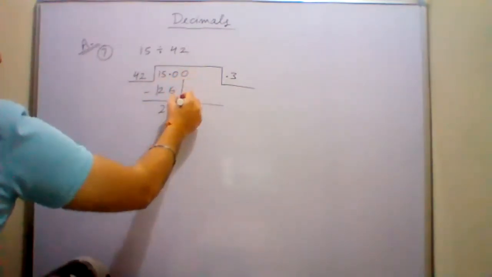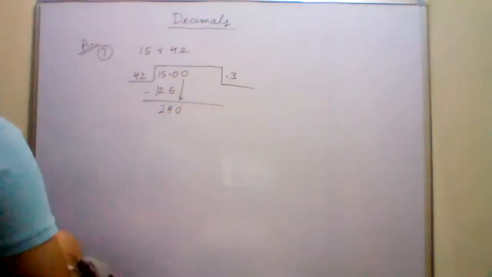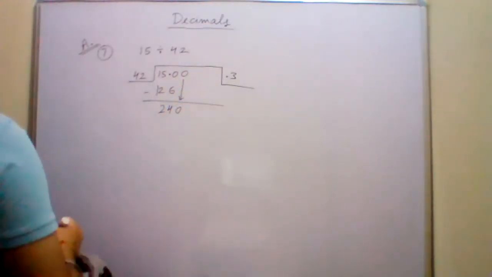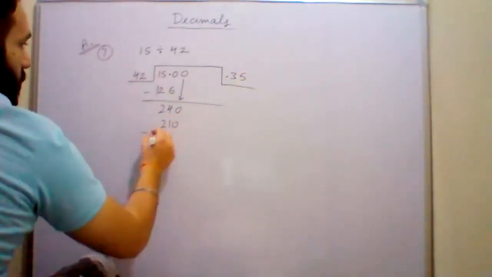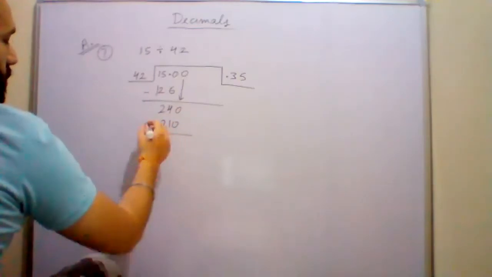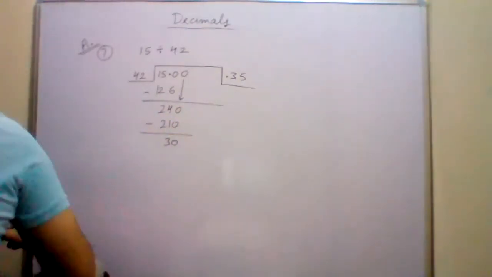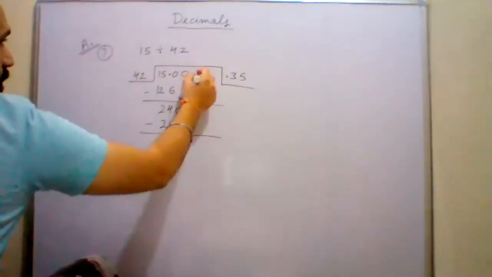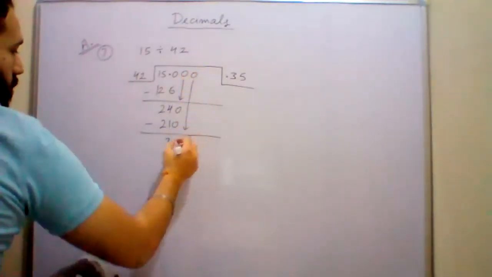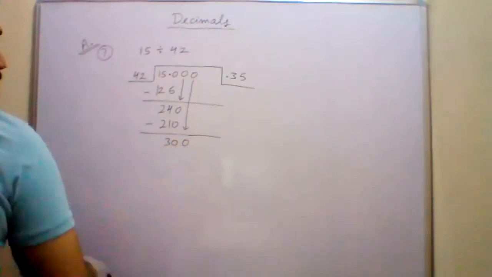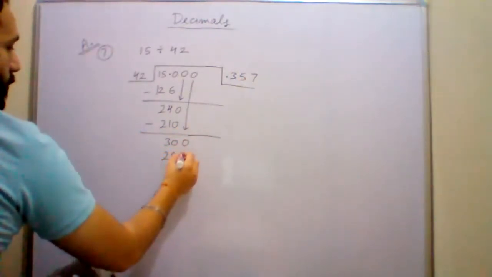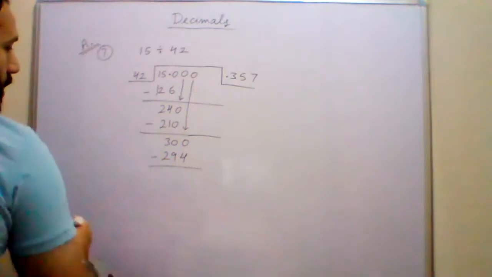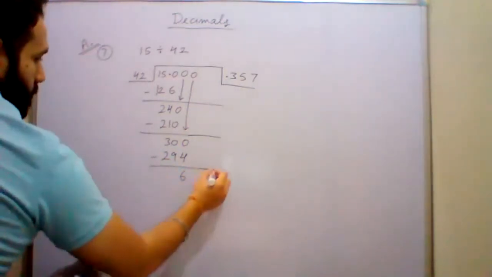Now you copy this 0, so it is 240. 42 into 5 is equal to 210. When you subtract this, you get 30 as the remainder. Copy another 0, 300. I think it will go 7 times, that is 294. Subtract this, you get 6 as the remainder.